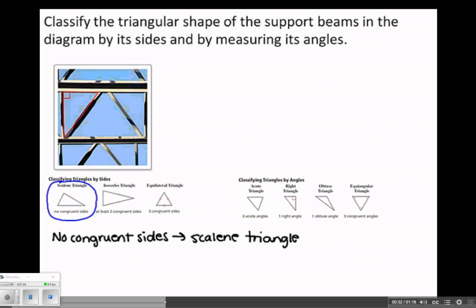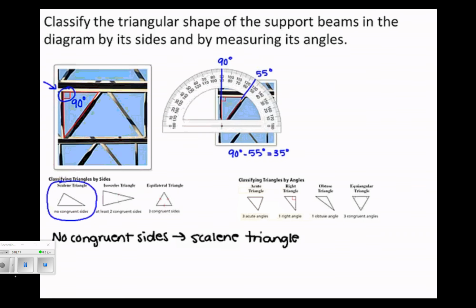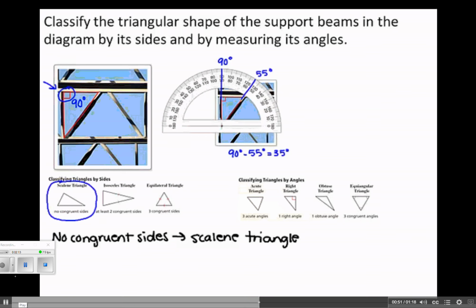Next, to classify a triangle by its angles, you first need to measure its angles. One of the angles in the given triangle is marked with a right angle symbol. So, this triangle has one right angle with a measure of 90 degrees. Next, when you measure the bottom angle in the triangle, you find that its measure is 30.